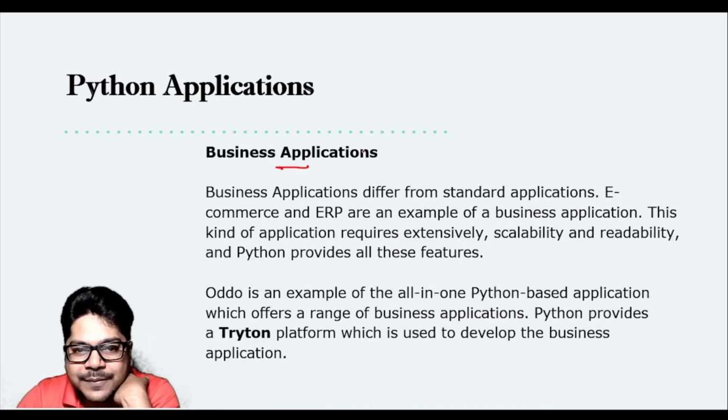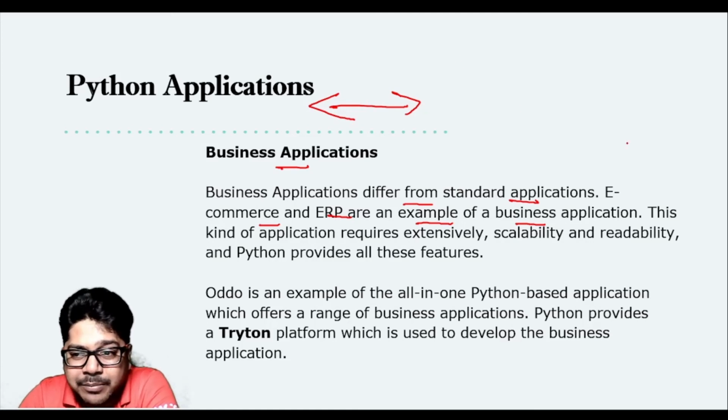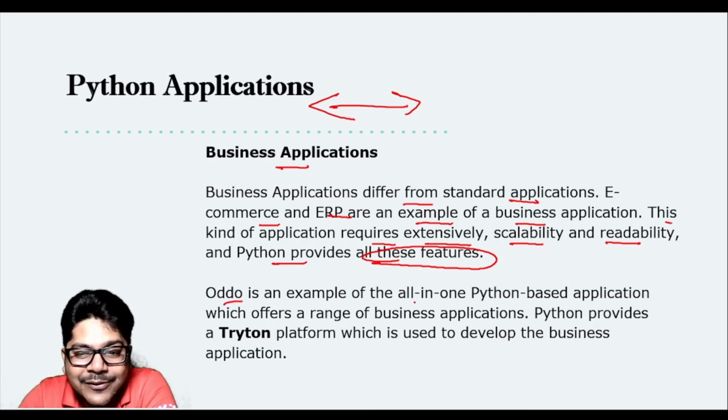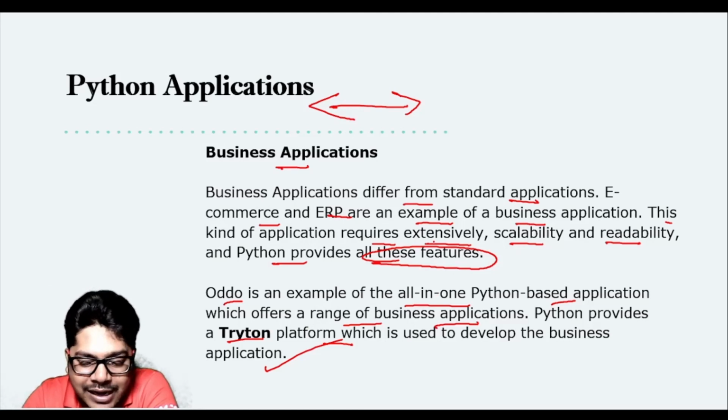Now business applications. Python applications differ from standard applications. E-commerce and ERP are examples of business applications where you have end-to-end functionality. ERP, enterprise resource planning. E-commerce you already know, Amazon, Flipkart, these are examples of that, right? This kind of application requires extensive scalability and readability, and Python provides all these features. What else do you need? Odoo is an example of an all-in-one Python-based application which offers a range of business applications, and Python provides a Tryton platform which is used to develop business applications. It provides you that as well.